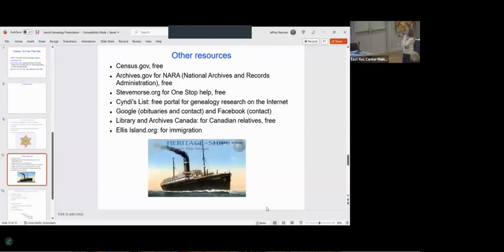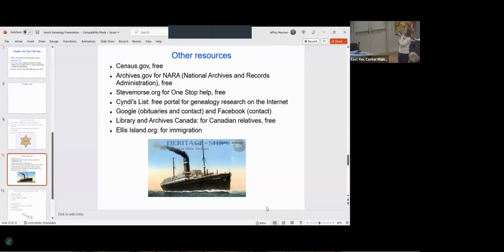Other resources. I told you that you can go to census.gov for free if you want. You can also go to archives.gov, which is from the National Archives and Records Administration of the United States, and that's free. But all of the information from those you can usually get directly from Ancestry or FamilySearch or any of the other websites. It will be on there.